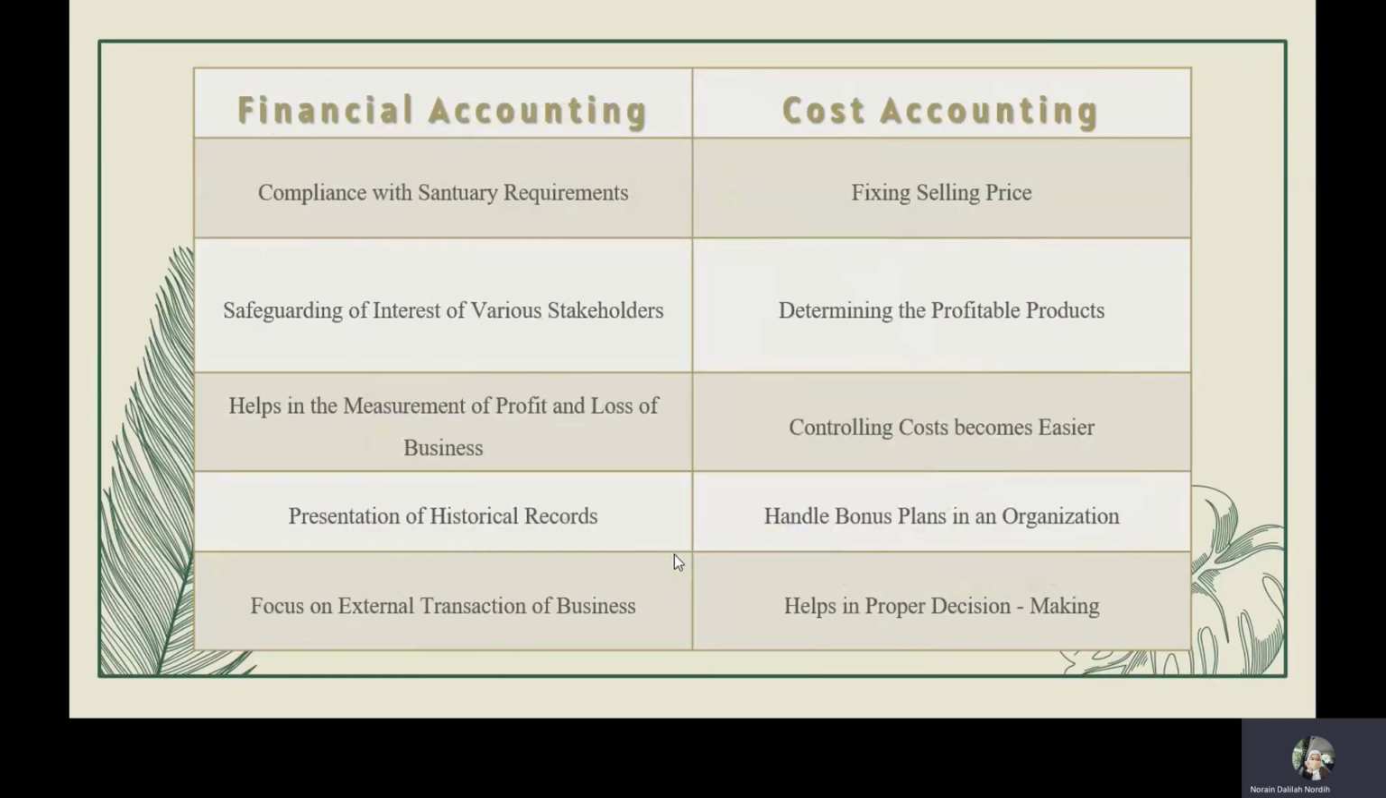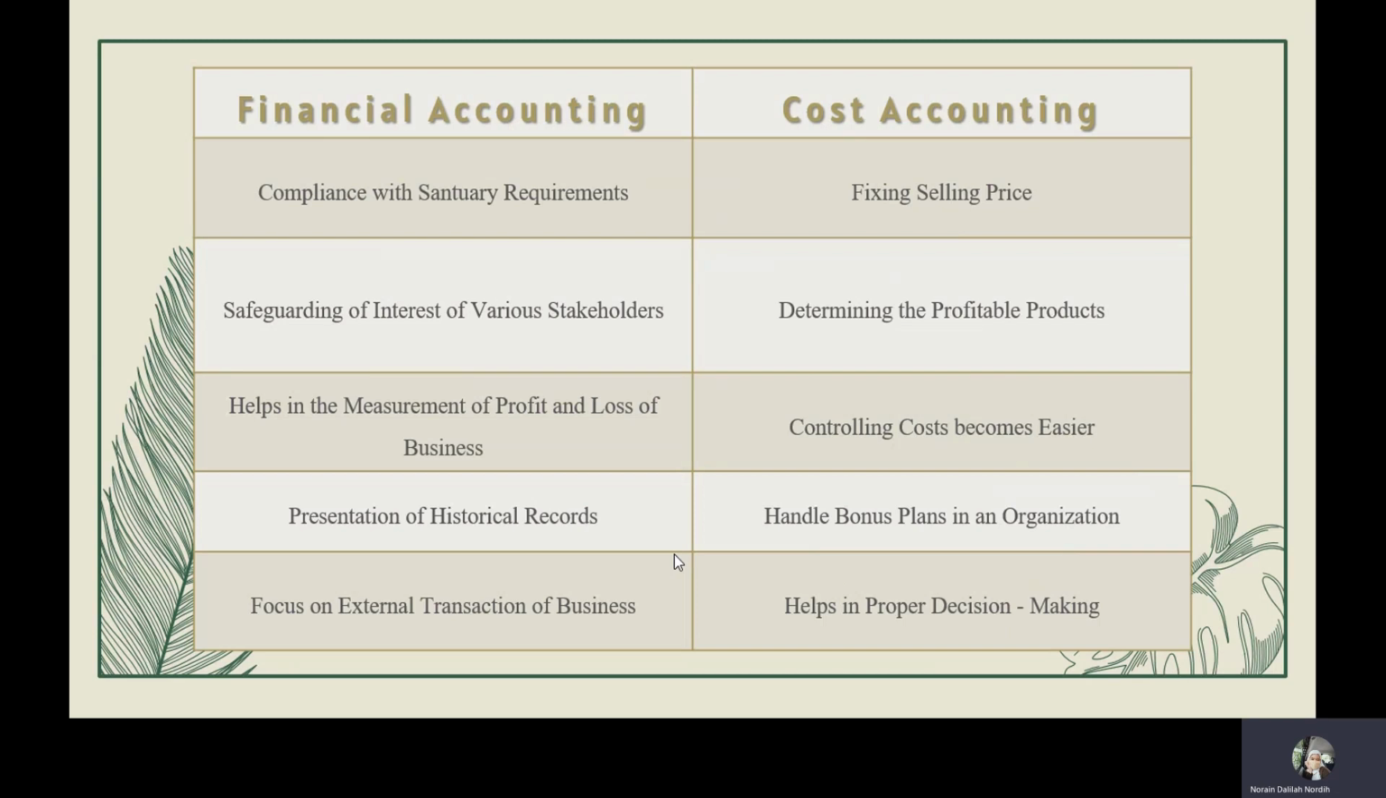So as you can see in the table, there is financial accounting and cost accounting. But first, I will go through the financial accounting, the FA, first. Okay, the first one is compliance with statutory requirements. It's to ensure compliance with the local laws, for example, the Taxation, Companies Act, and other statutory requirements.